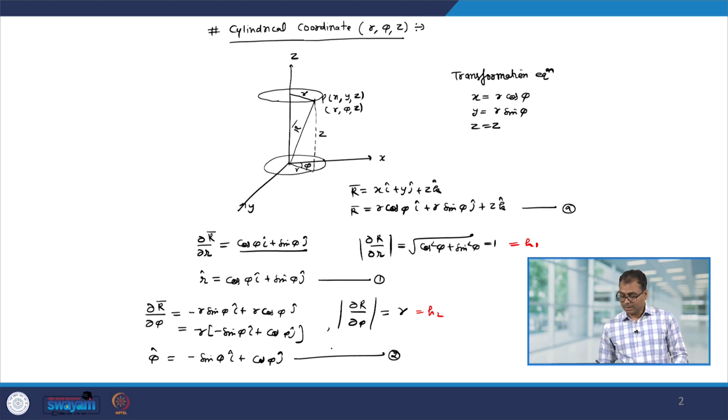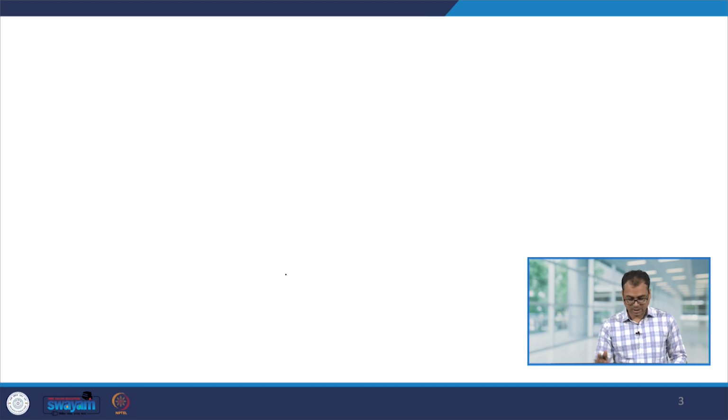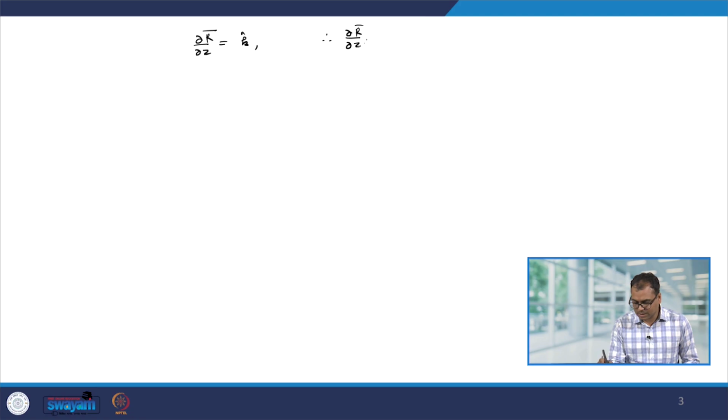Now, let us calculate del r over del z, and from equation number A, it is clear that del r over del z will be just k cap. So, del r over del z will be k cap. Therefore, the modulus of del r over del z will be 1, and this becomes our h3, and z cap becomes k cap.